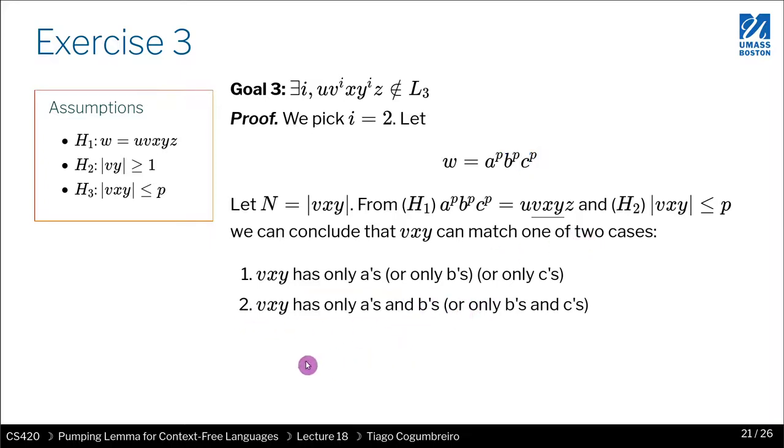But now let's ask ourselves, could it be in 3? Could it have 3 letters? Well, if it had 3 letters, then it would have at least p elements, so it would have to cross all the b's. But we know that it's at most p, so it cannot encompass the whole b's. Therefore, it can only be contained in one letter, or span 2 letters. So we take care of these two cases in the same way. We only have to consider how many letters there are.